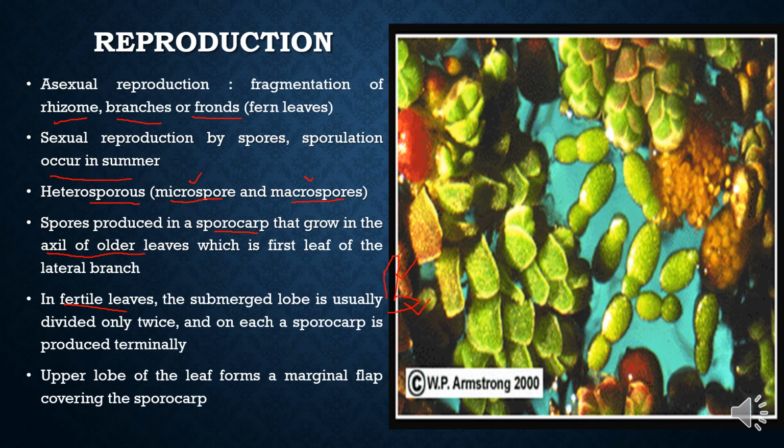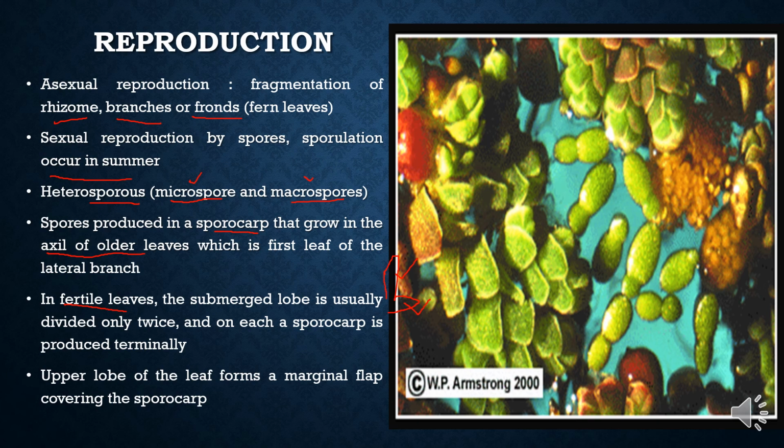This lower lobe bears the sporocarp, and the upper lobe has a protective function. It protects the lower lobe sporocarp from excess desiccation or any other mechanical injury. So the lower lobe is reproductive in function and the upper lobe is protective in function.